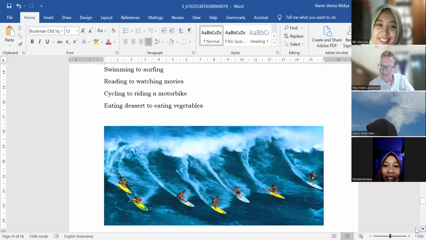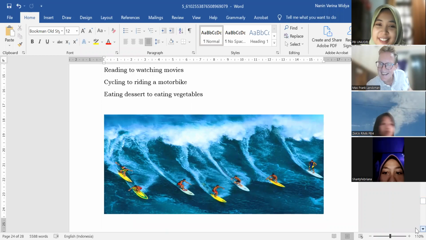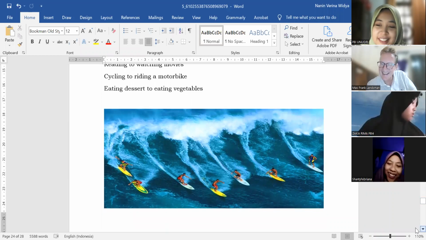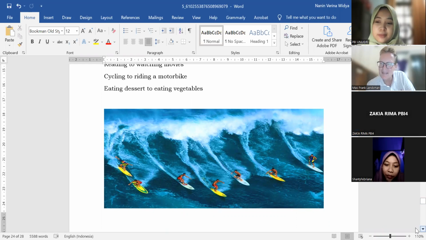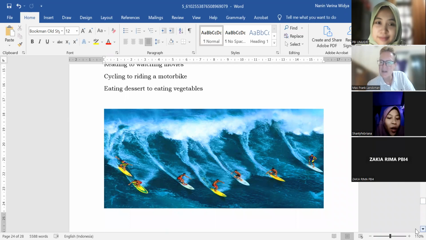Dessert. Honestly, I prefer eating dessert. What kind of dessert? Are you a good cook? Ice cream. Oh, ice cream. Do you make it yourself? No, you just buy it. Try to make it, it's interesting. Yeah, it's cheap in Indonesia, but you can try it yourself.